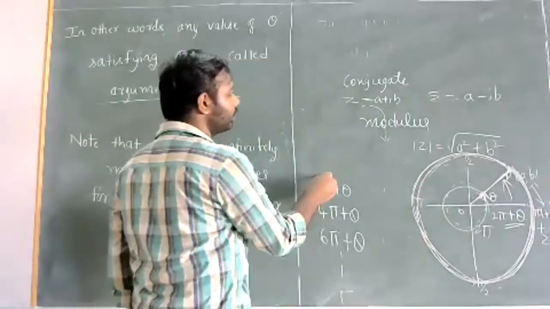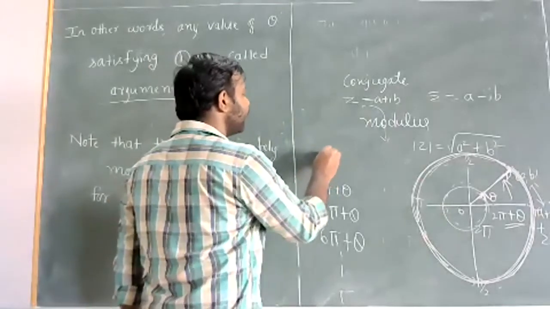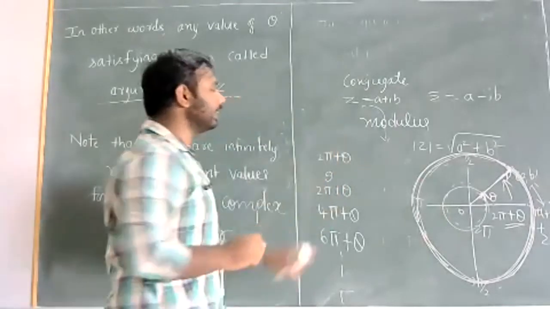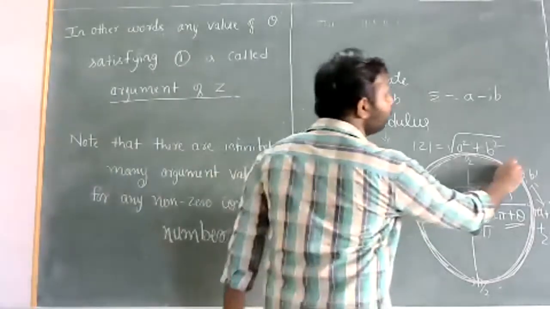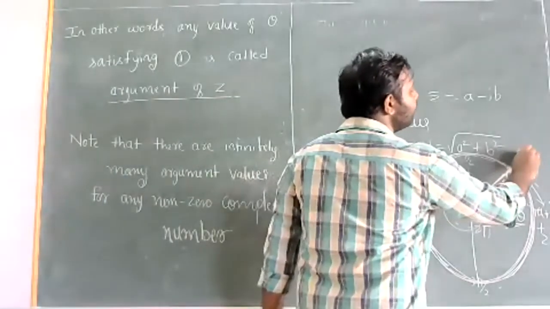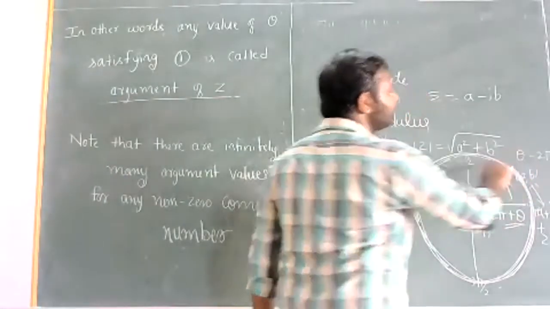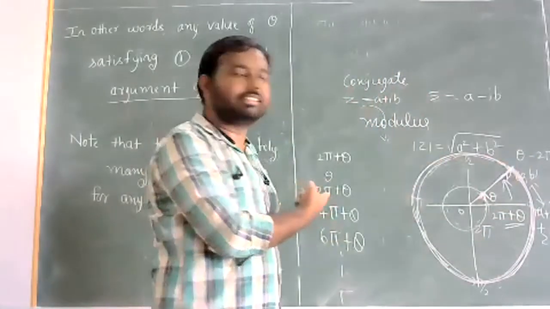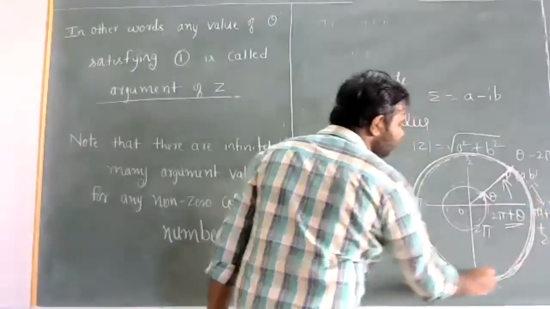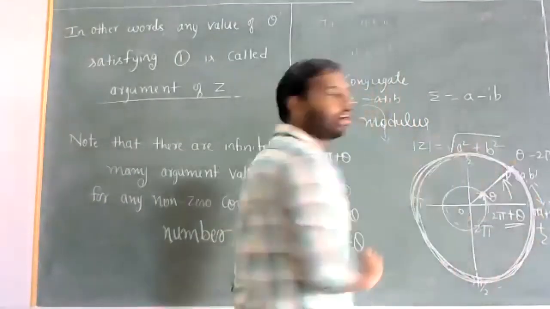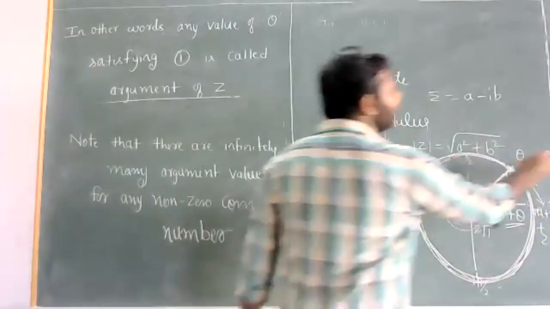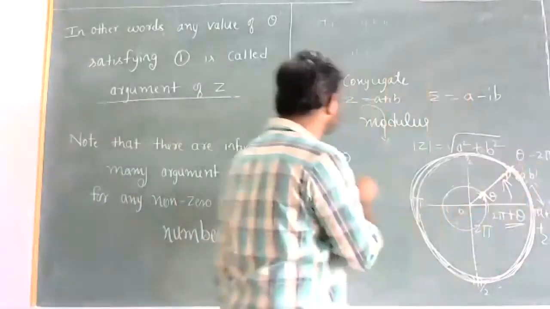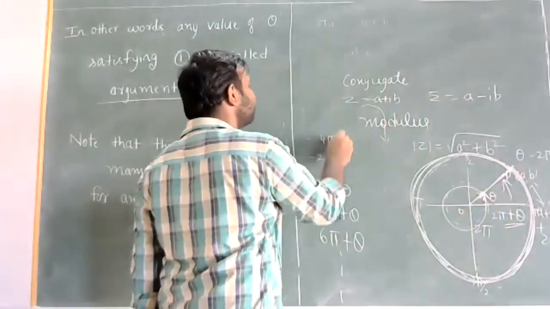Or you can write here. So theta, that is minus 2 pi plus theta. Once again, here I am, theta minus 2 pi. That means I go one round circle in the clockwise direction. Once again, I will go round in the clockwise direction. So once again, negative angle. So what is it? Minus 4 pi plus theta.